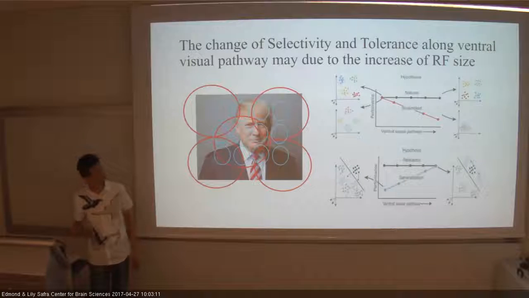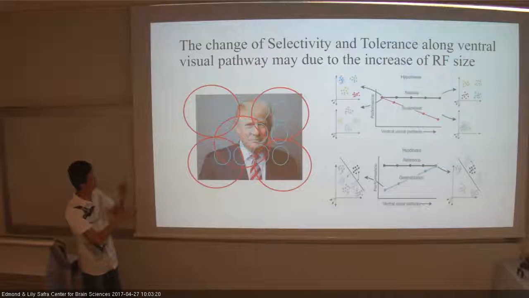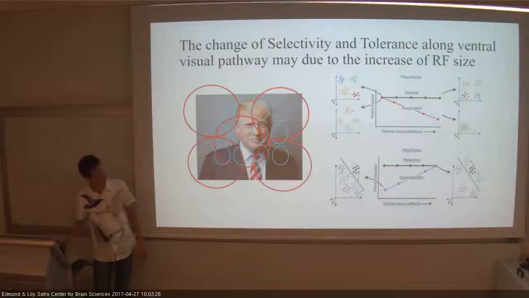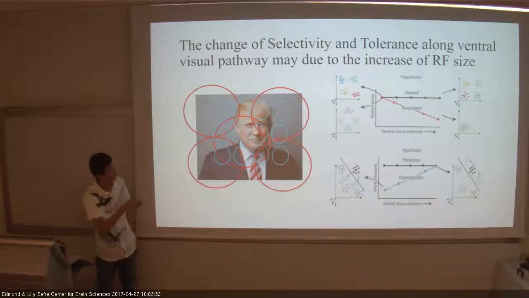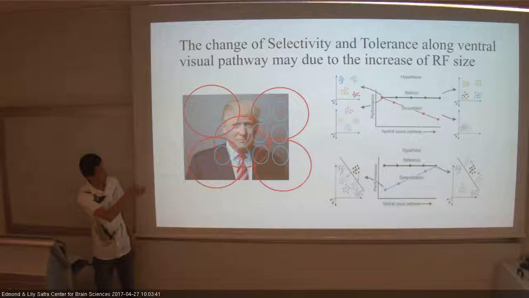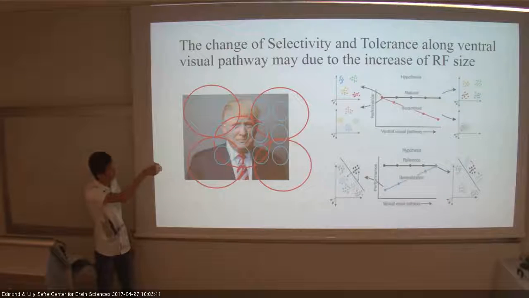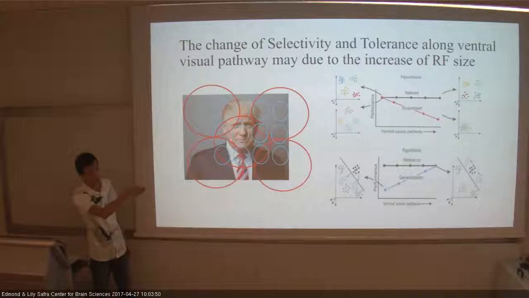And for the tolerance, higher visual areas have a large receptive field, so they have a higher chance to keep the feature conjunction inside the same receptive field after shifting or scaling. For example, here you can see the nose and the mouth inside this small receptive field, but after shifting, it moved to another small receptive field, but it's still in the large receptive field. So we can see that a large receptive field is more tolerant to shifting and this kind of thing.